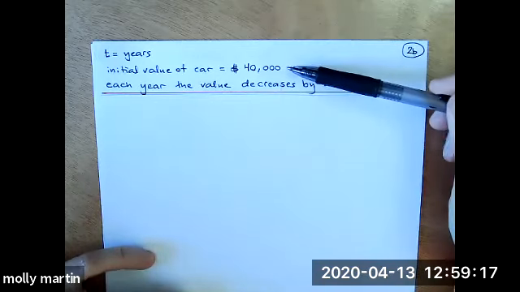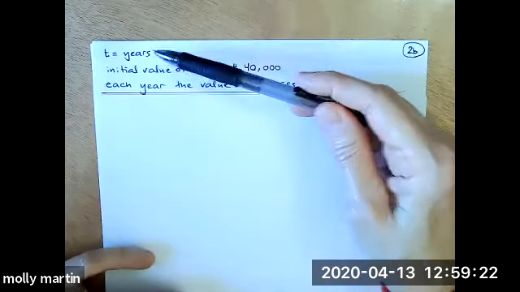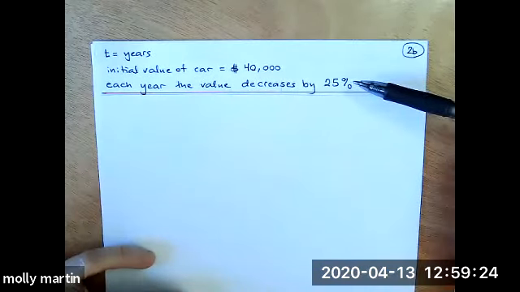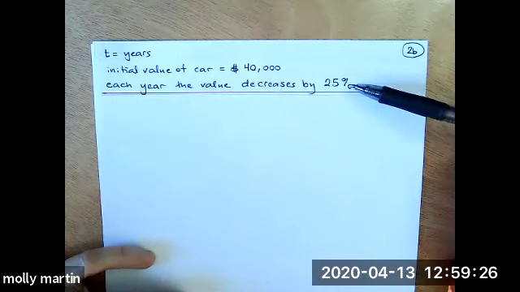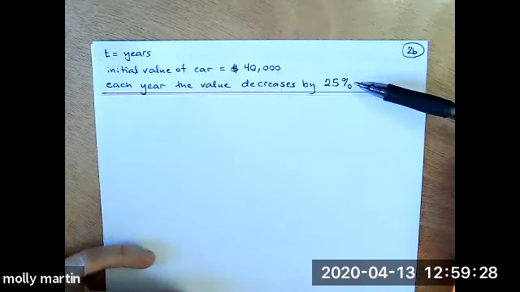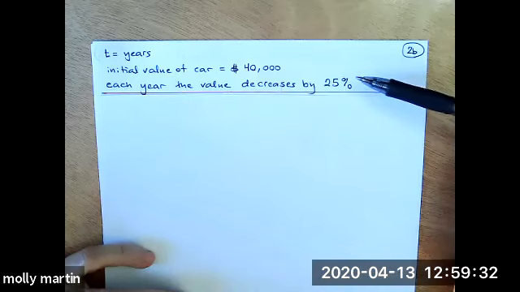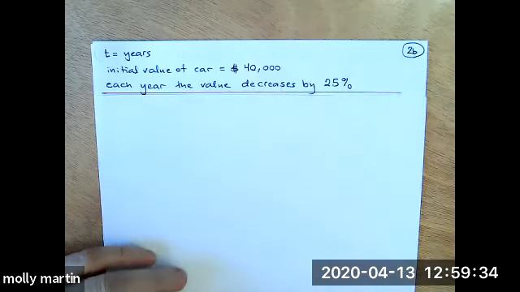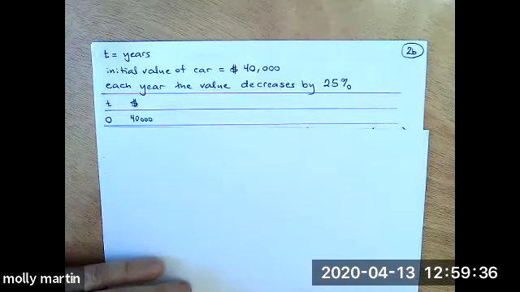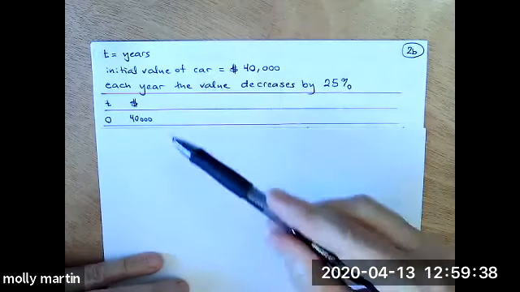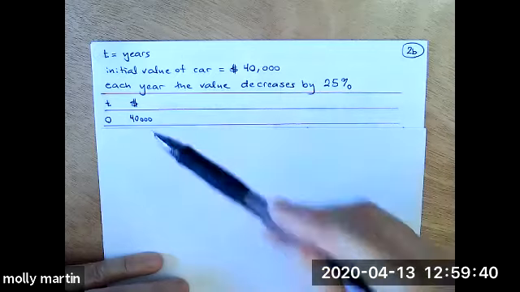If you bought a car for $40,000 and each year the value decreases by 25%, you would think after 4 years the value would be 0. Let's look at it closer. So at time 0, it's worth $40,000.